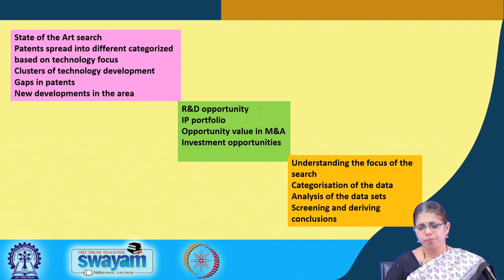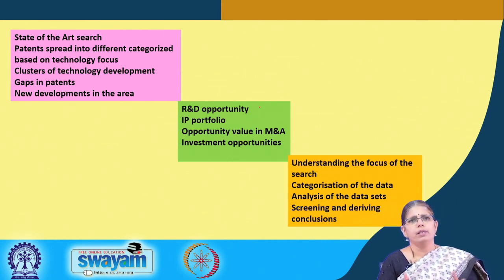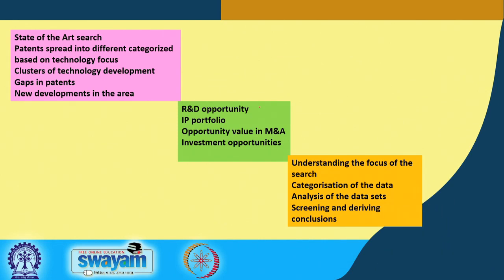In summary, a patent landscape represents a state of the art search. The data can be classified according to different categories. The value in relation to specific technology clusters can be realized, and new developments can be identified based on patent landscapes. The opportunity value of a patent landscape can be for R&D, can be in an area where you are looking at IP transactions, and also in an area where you are looking at future R&D.